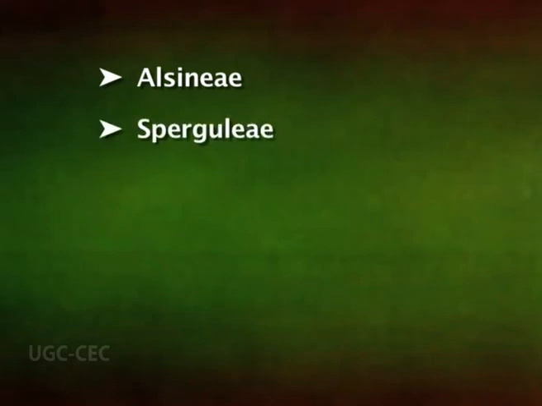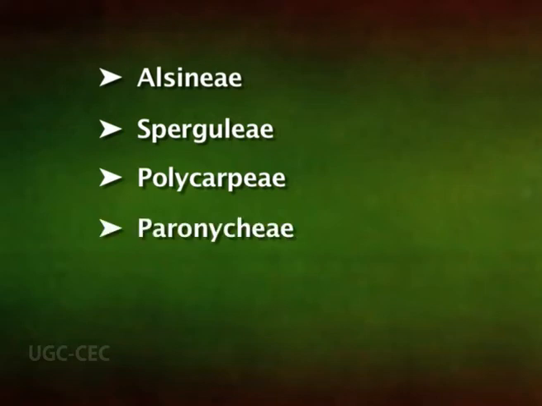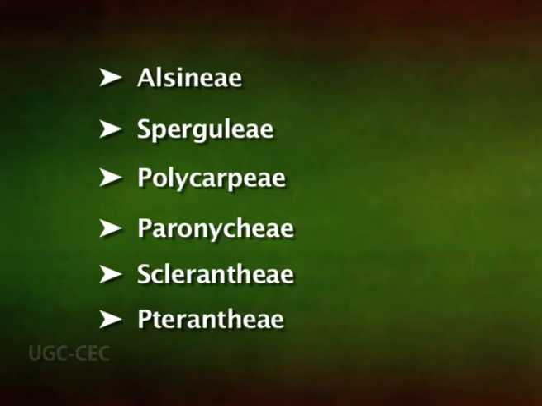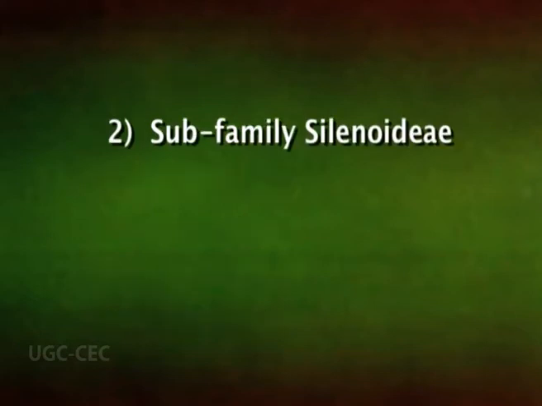This subfamily includes 6 tribes, which are Alsinae, Spergulae, Polycarpae, Paronychieae, Scleranthae and Pterantheae. Second subfamily is the Silenoideae.